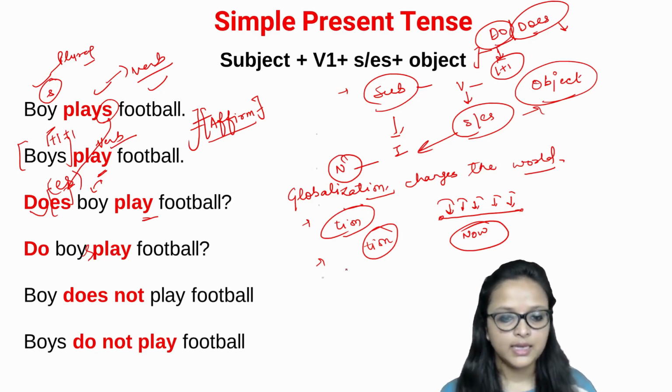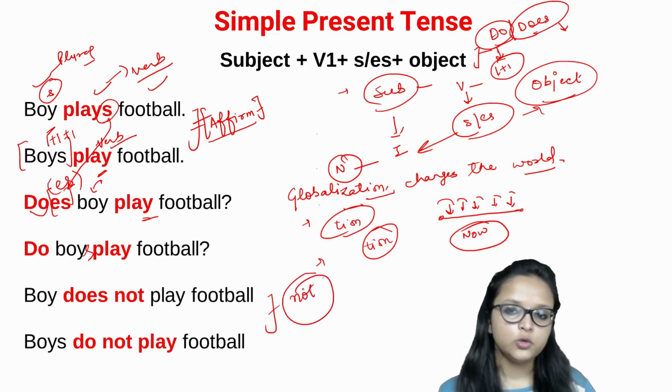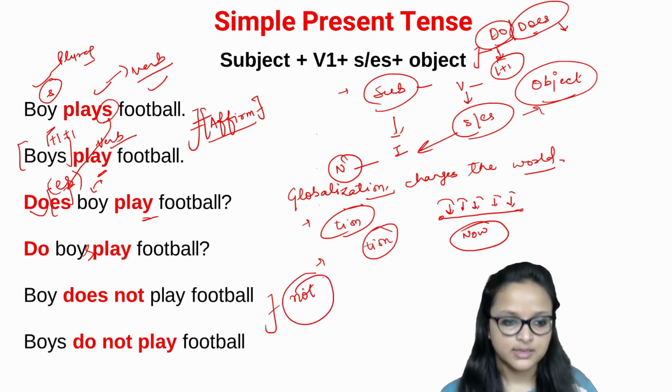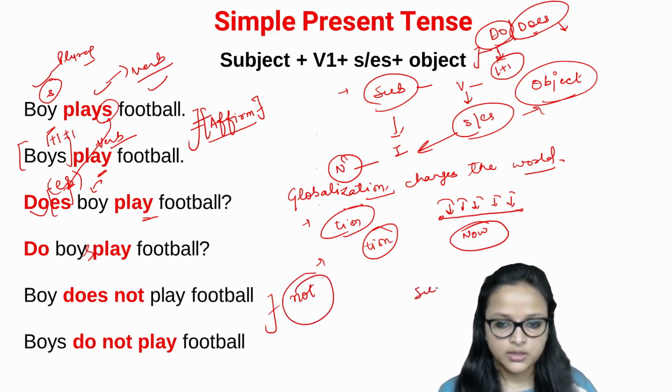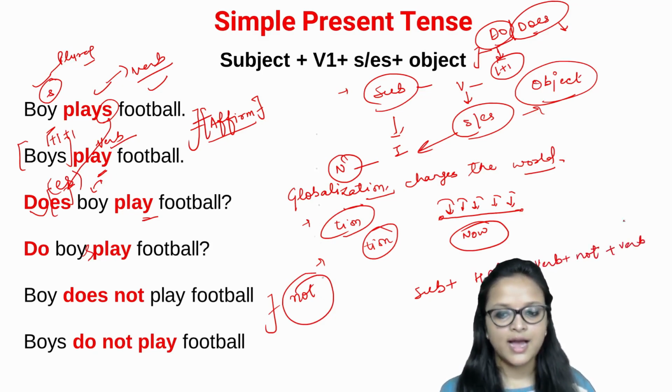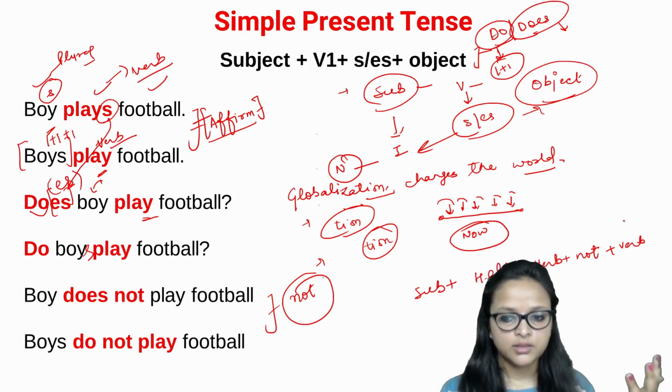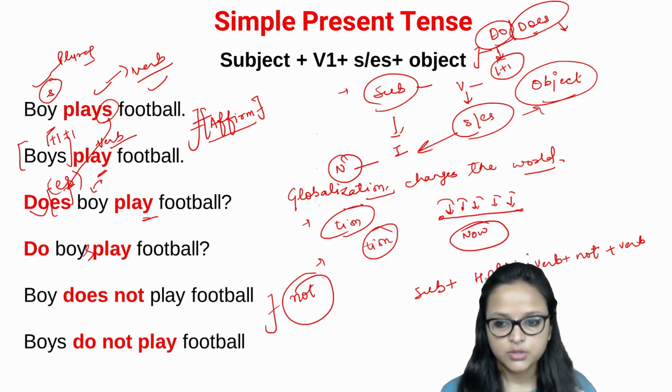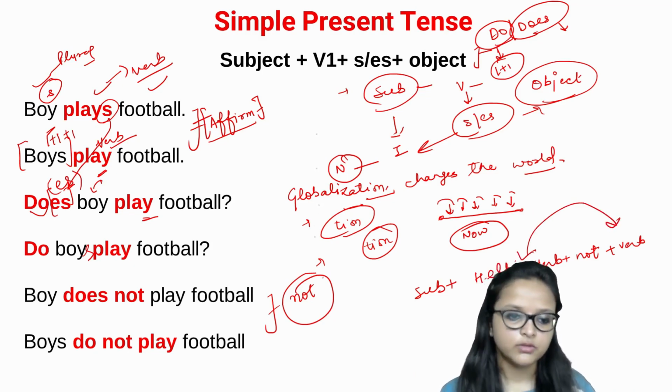And when you are making negative sentences, you need to add not. Where do you place not in your sentences? Subject, helping verb plus not, and then your verb. So you have to place your not between subject, helping verb, and verb. So not comes between helping verb and verb.